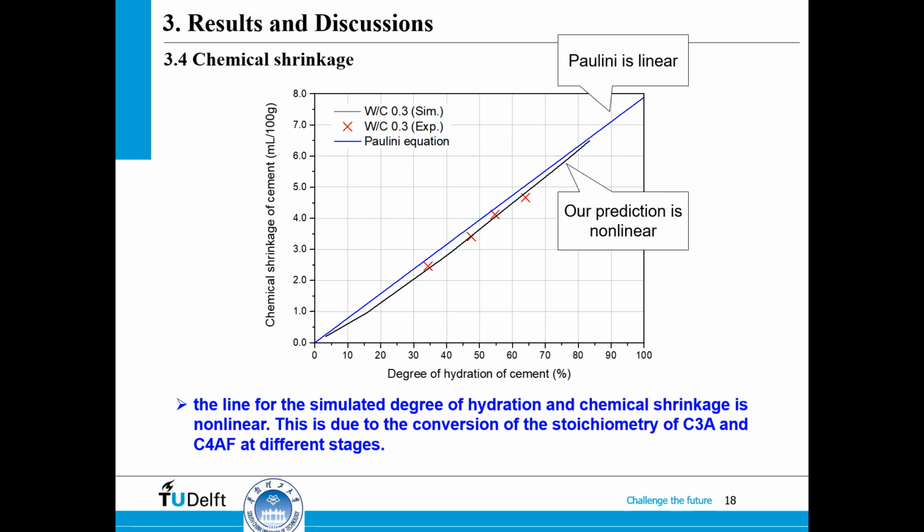Here is the comparison between our research and other equations. If we use the traditional equations such as the Powers equation, we will find that the chemical shrinkage is linearly increasing with the degree of hydration of cement. However, for our study, we found that this is not a linear relationship.